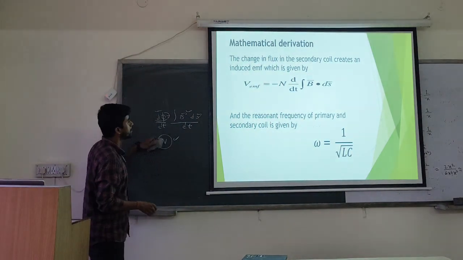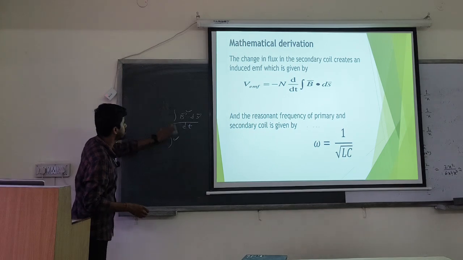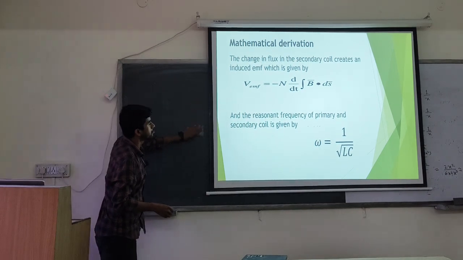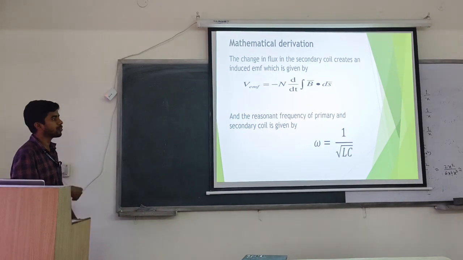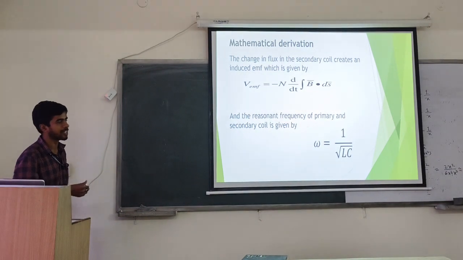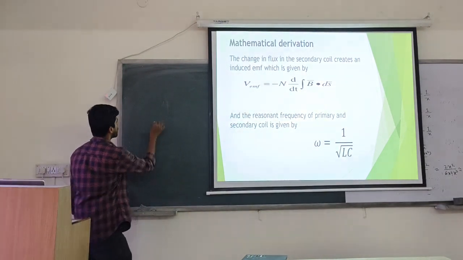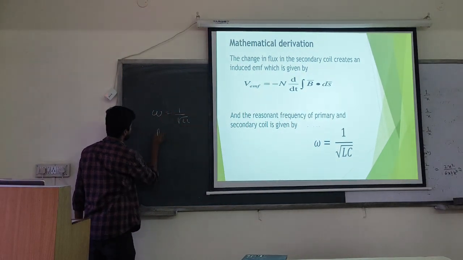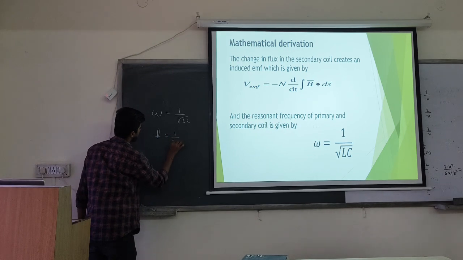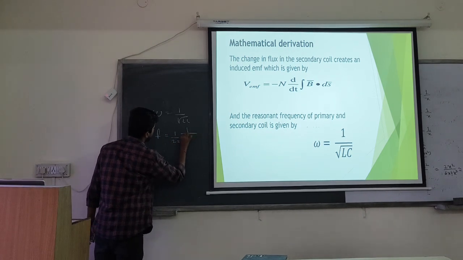And I will tell about the concept of resonance. When the frequency is the same, that is when it is in the resonant condition, only then does the maximum amount of power transfer take place. The resonant frequency is given by omega is equal to 1 by root over LC, or you can say f is equal to 1 by 2 pi into 1 by root over LC.